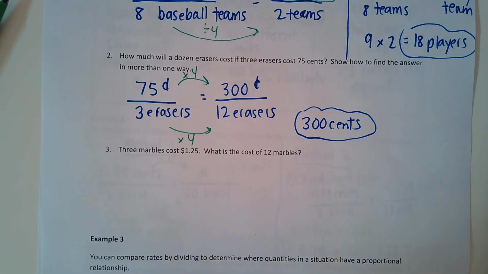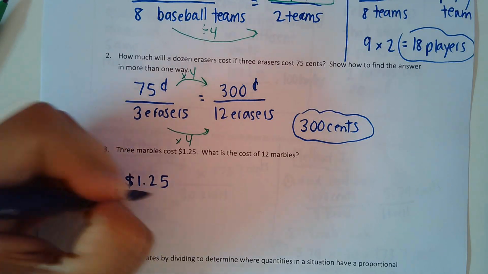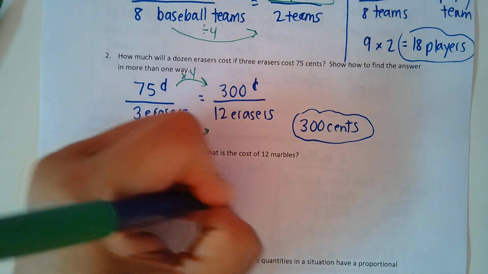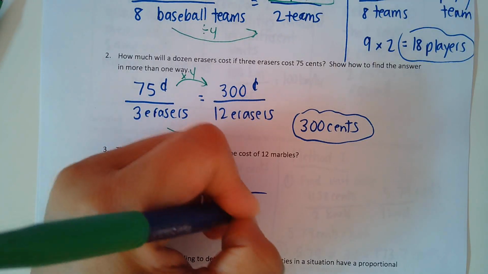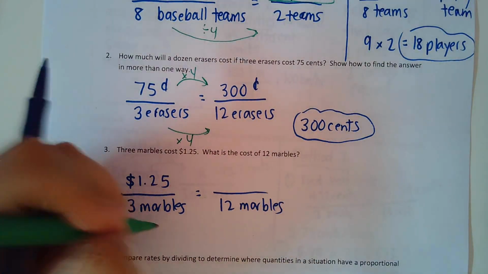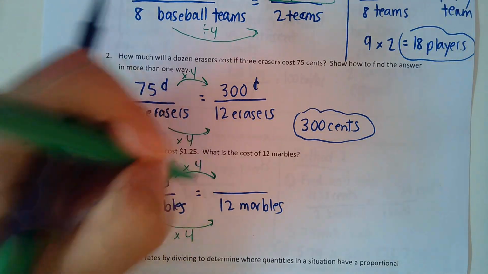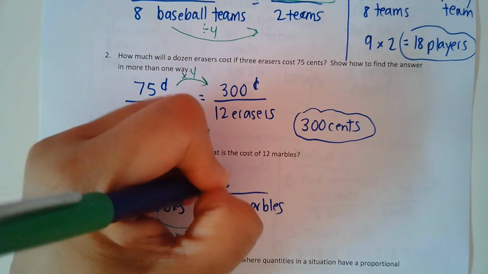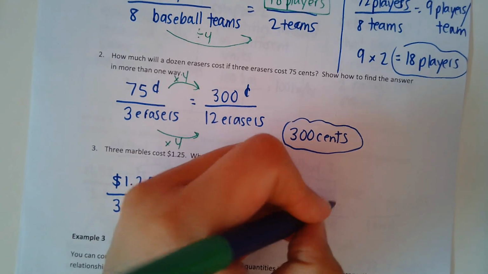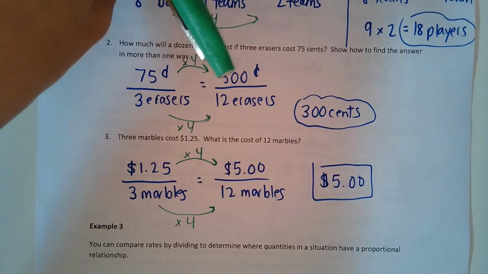Number 3, 3 marbles cost $1.25. What is the cost of 12 marbles? So $1.25 for 3 marbles. What is the cost of 12 marbles? So we multiply it by 4, and on the top we multiply $1.25 by 4, which gives us $5. So 12 marbles cost $5.